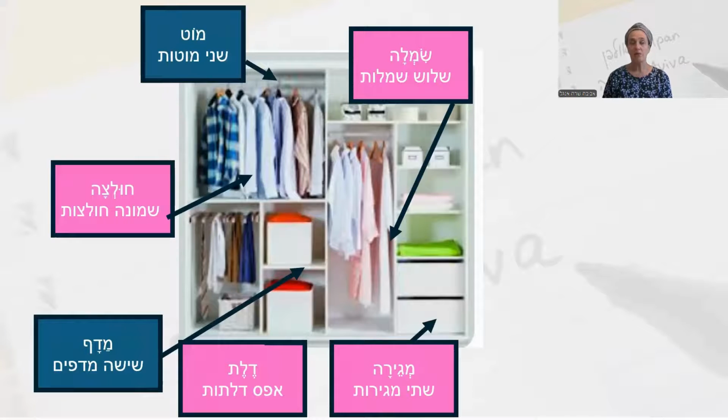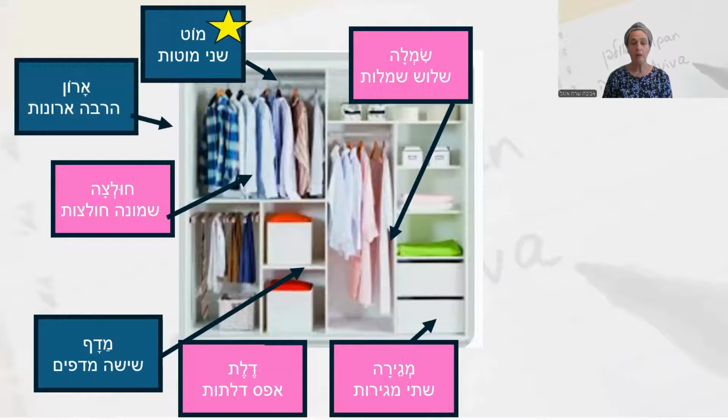Now we get to the mot. The mot is a bar, the rail. And in this aron, we have shnei motot. We have 2 rails, but notice again, mot is masculine, but the plural is motot. Here is another superstar word. And the actual word for cupboard, aron, but harbe aronot. Aron again is masculine, but the pluralization is aronot, another superstar word.